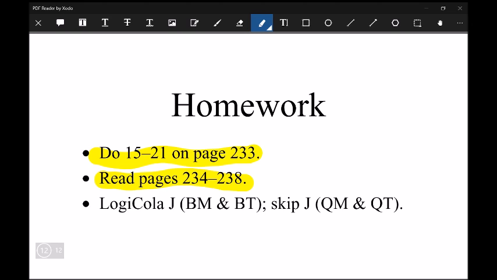And then also do Logicola J. J is modal translations. And you have the basic ones, multiple choice, and type the answer, and do both of them. And again, with the ambiguous ones, you've got to give both answers. With the multiple choice, one of the answers is this or that. With the type the answer, you have to type it yourself, and so forth.